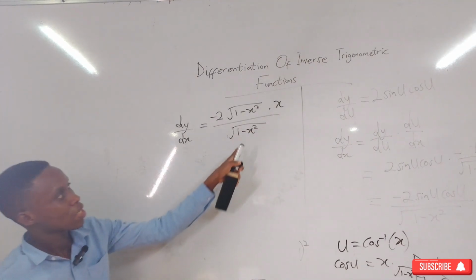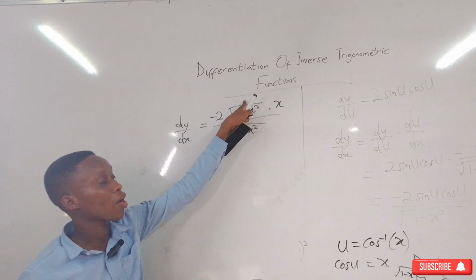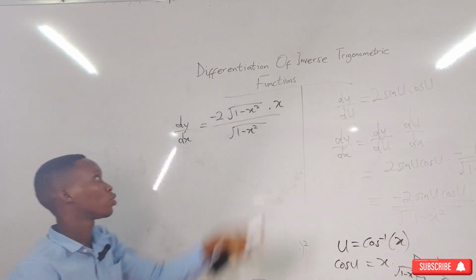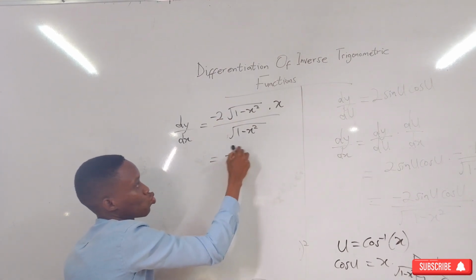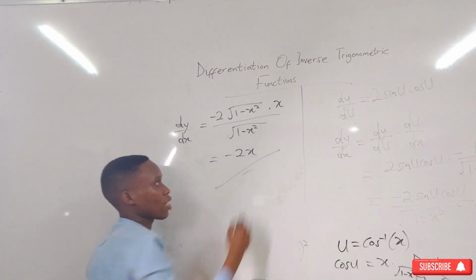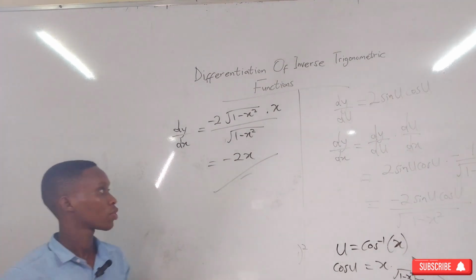So from here we can see that the square root of 1 minus x squared will cancel out this square root of 1 minus x squared. That gives us just minus 2x as our final solution. So that's the solution for this.